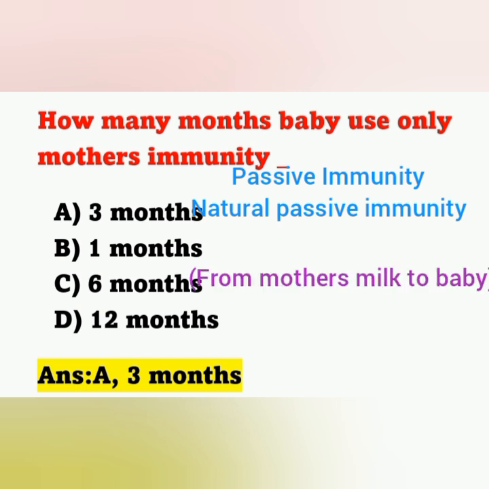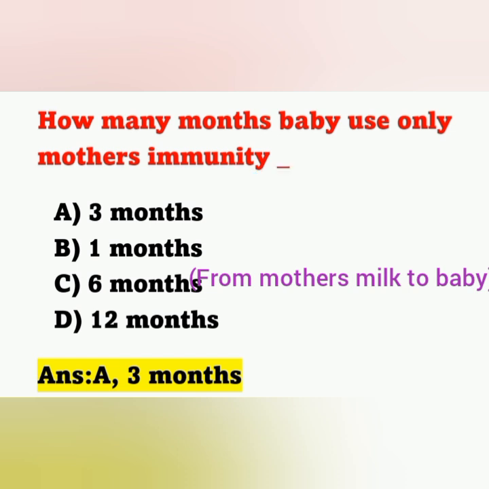Another important point from this area is that the immunity which is passed from mother to fetus or mother to infant is passive immunity. Passive immunity or natural passive immunity. Okay, that is also an important question. From mother's breast milk to the baby or from mother to baby is natural passive immunity or passive immunity.